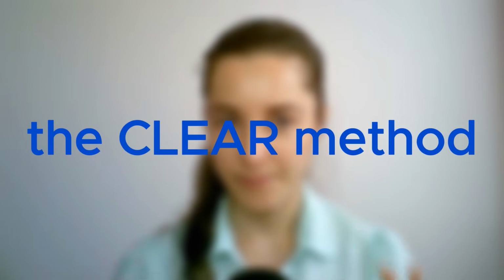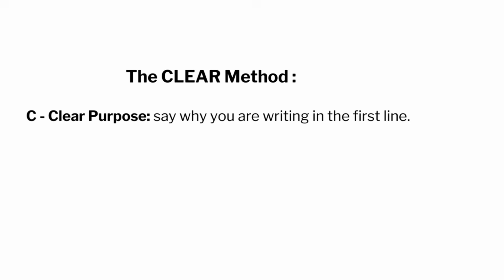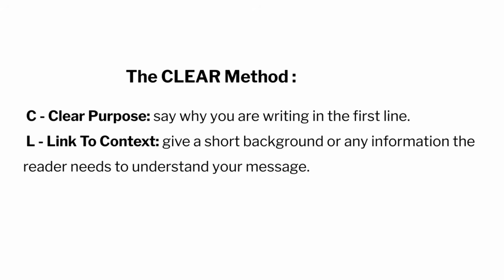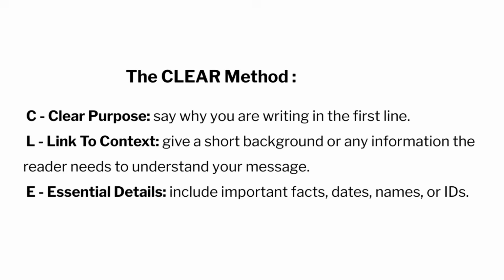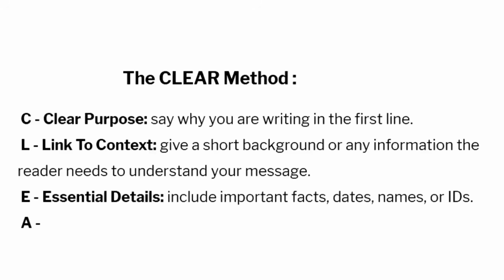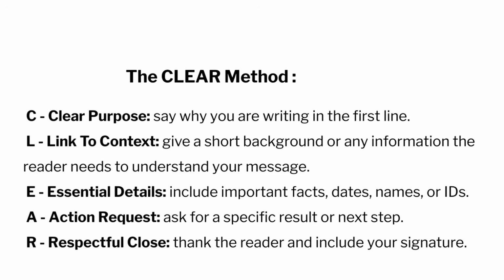To structure your email, use the CLEAR method. C. Clear purpose. Say why you're writing in the first line. L. Link to context. Give a short background or any information the reader needs to understand your message. E. Essential details. Include important facts, dates, names, or IDs. A. Action request. Ask for a specific result or next step. R. Respectful close. Thank the reader and include your signature.